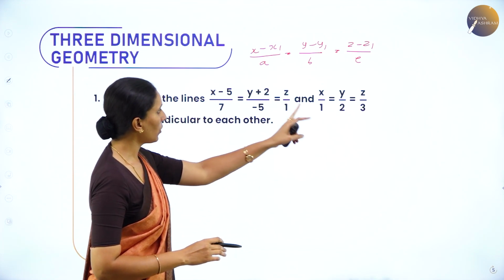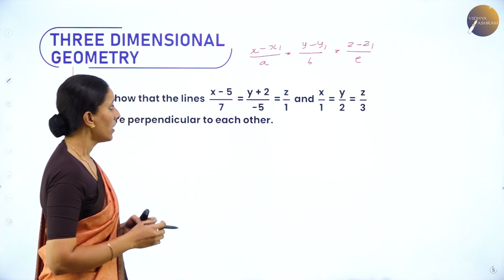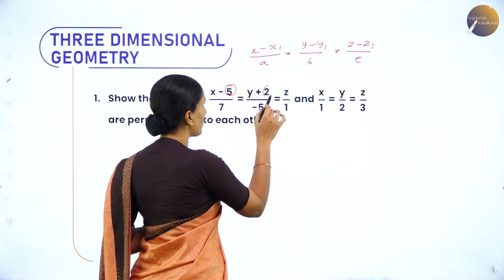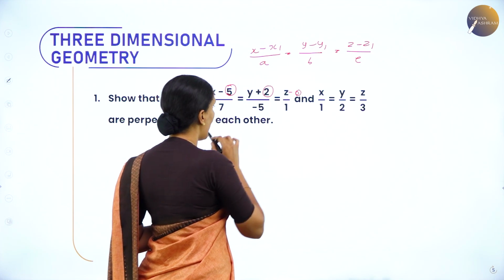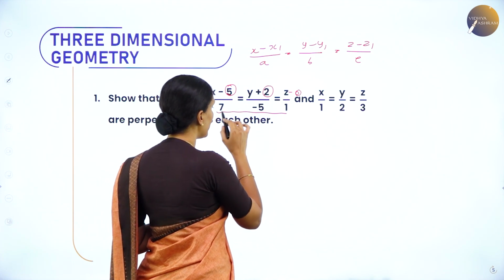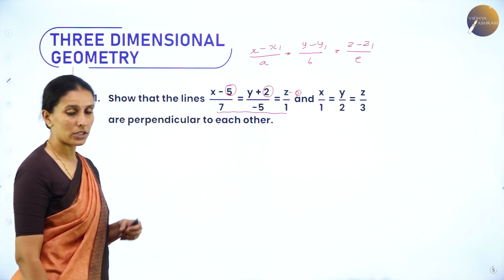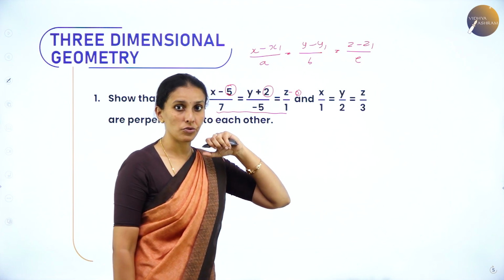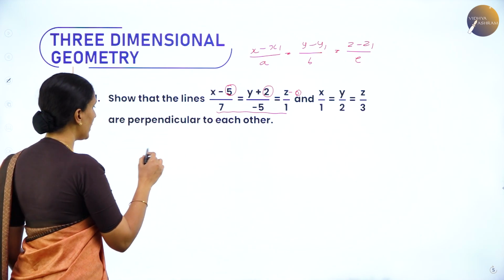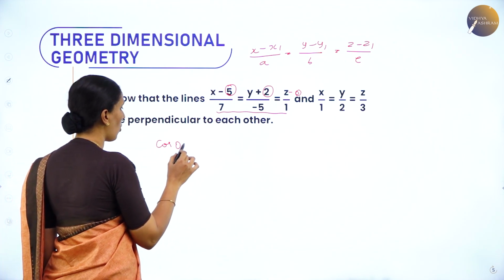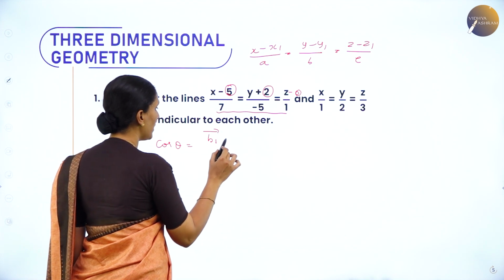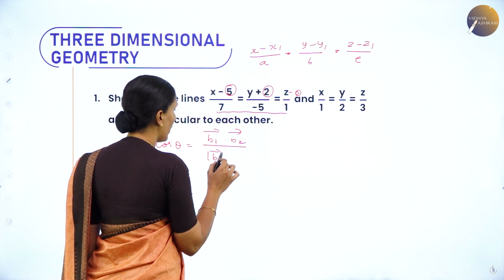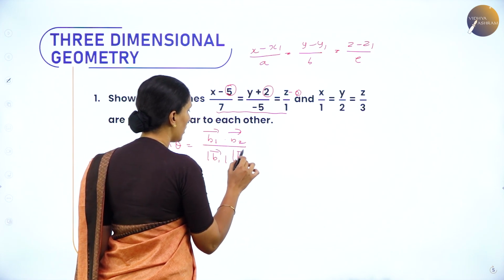Now clearly both the lines are in the standard form. The point through which the line passes is represented by these values, so here it is 0. The line parallel to the given vector is represented by the denominators, that is the direction ratios of vector b1 and this is the direction ratios of vector b2. To find the angle between the two lines, it is always the dot product b1 dot b2 divided by their magnitudes in the denominator.